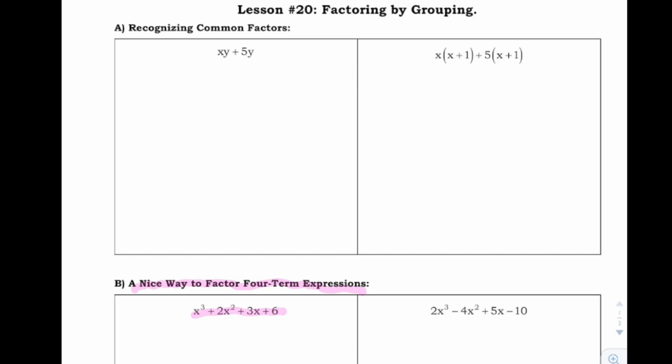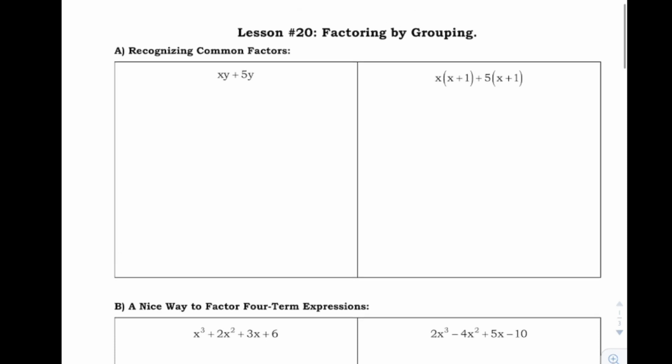So factor by grouping is something I've got to show you because it's a nice way to factor four-term expressions like this. When you get four terms, and notice none of these are like terms, right? I've got an x cubed, I've got an x squared, those don't mix. I've got a regular x, those don't mix. And I've got a constant, those don't mix. None of those are like terms, so you are indeed stuck with a four-term expression there. When you have a situation like that, that's when we're going to try this factor by grouping.